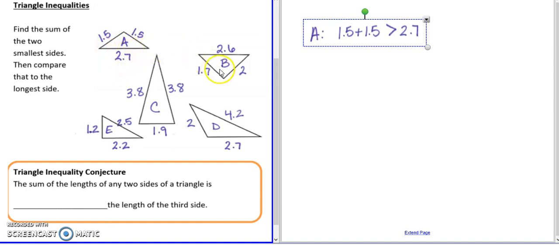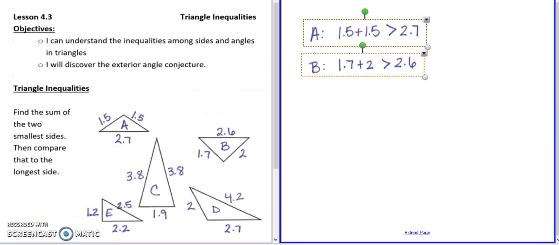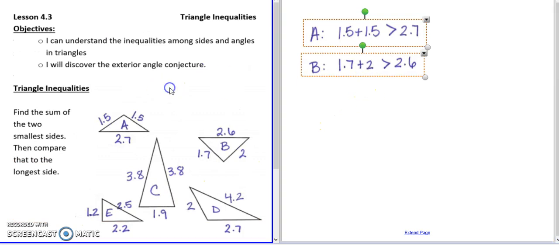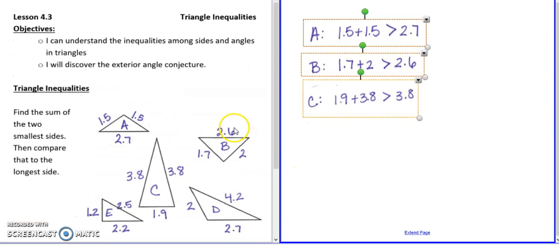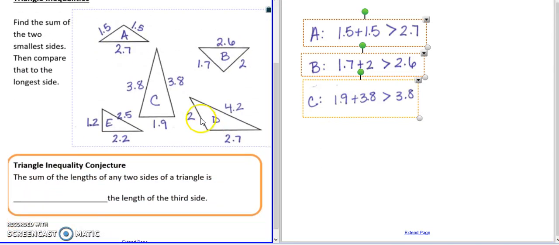If we look at triangle B and do the same thing, triangle B has side lengths 1.7 and 2 as its shorter sides. And if I were to combine those together, it would be greater than the third side of 2.6. Triangle C has a length of 1.9 for the shortest one, and then we have a tie for the second shortest one between the 3.8s. So I just picked one of them. Adding 1.9 and 3.8 is clearly going to be bigger than the third side of 3.8.